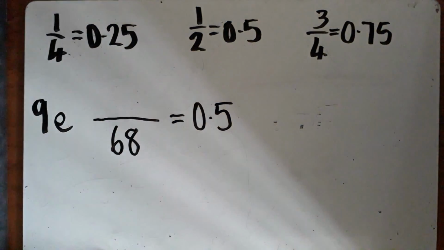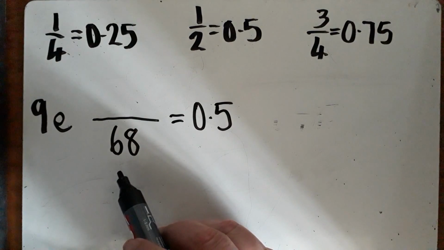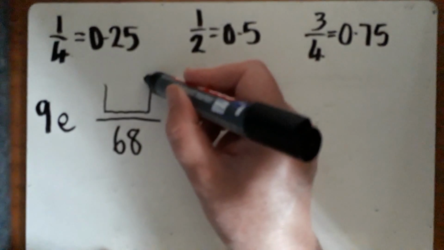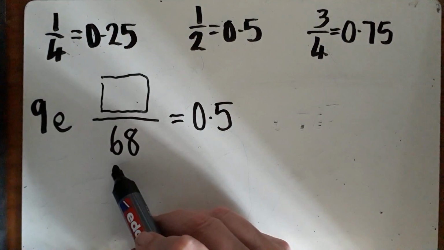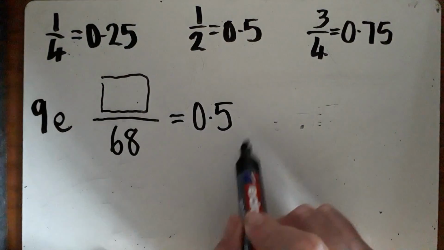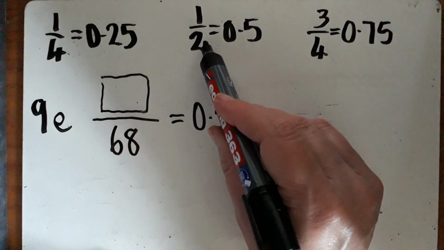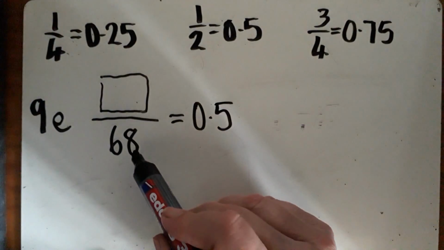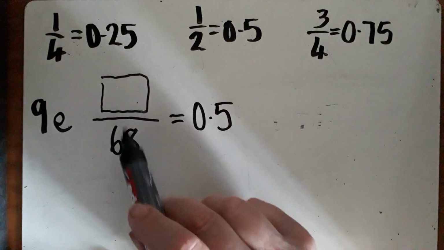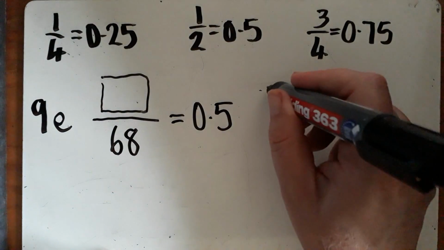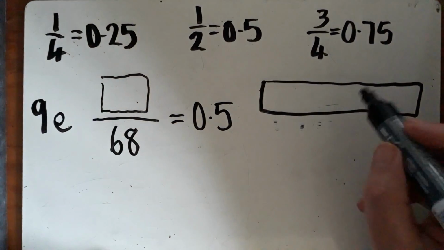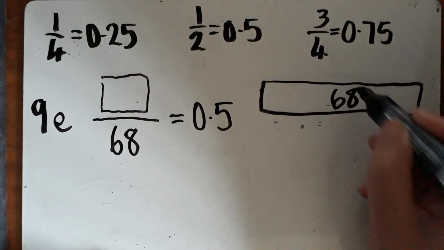Okay, so let's have a look at this one. Again, we're looking for our missing numerator here. Something over 68 is the same as 0.5, and we know that 0.5 is the same as a half. So what is the missing numerator that goes here? Some of you will be able to tell me straight away, but if I draw my bar model, it helps us think and see the numbers.